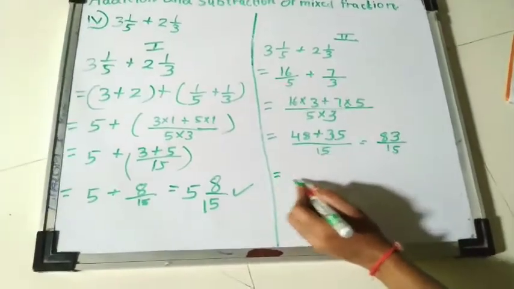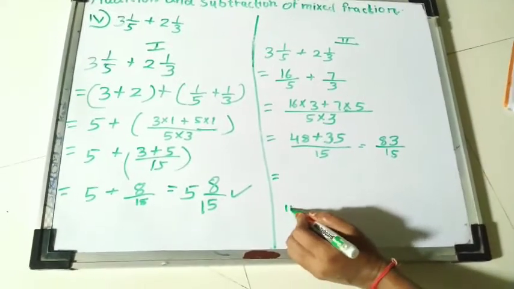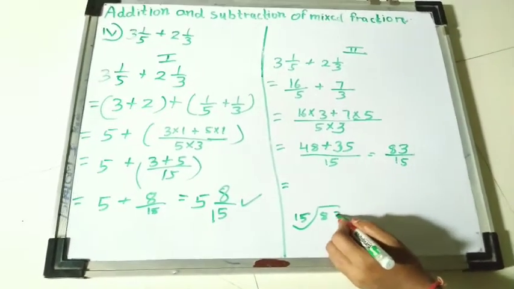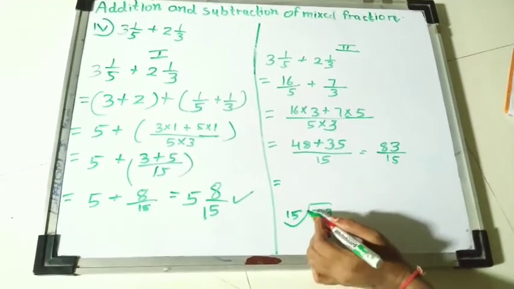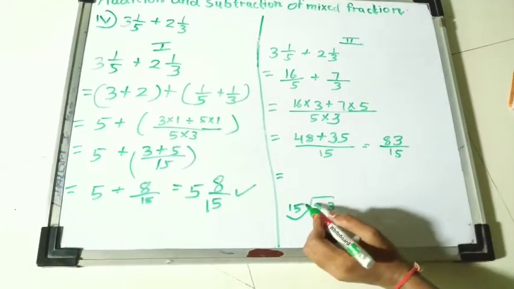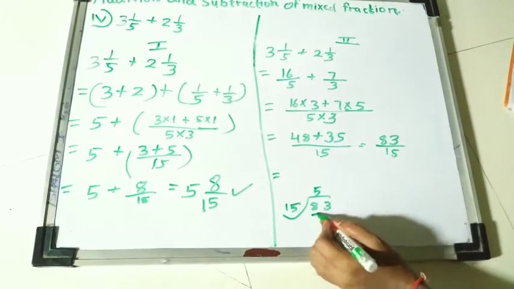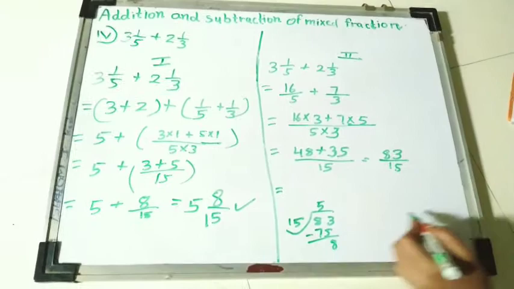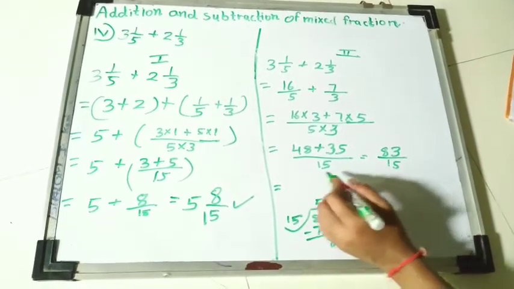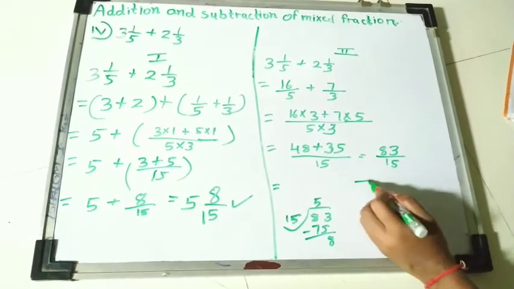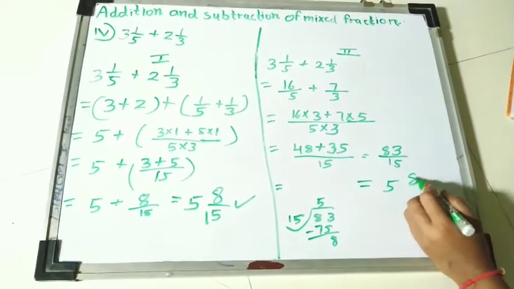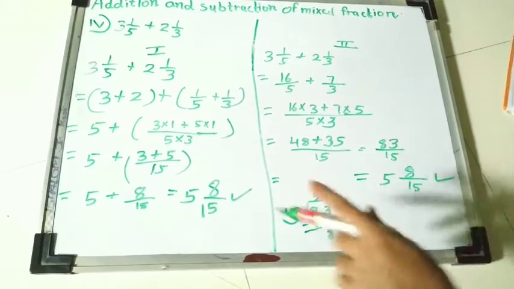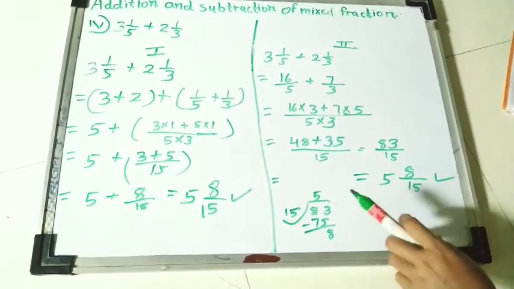You can divide 83 by 15. Then how much? 15 5s are 75. Remainder is 8. You can write here 5 upon 8 by 15. The answer is 5 upon 8 by 15. I think all of you understand the addition of mixed fractions.